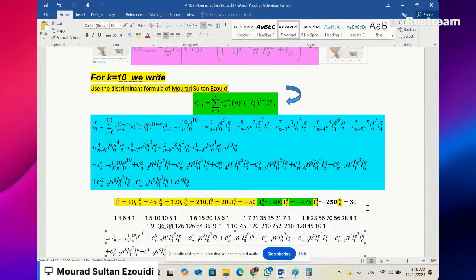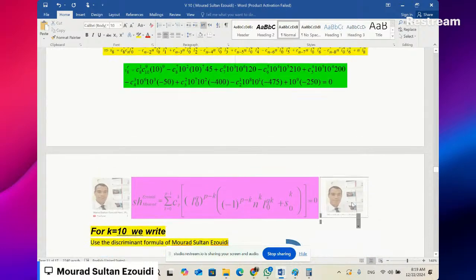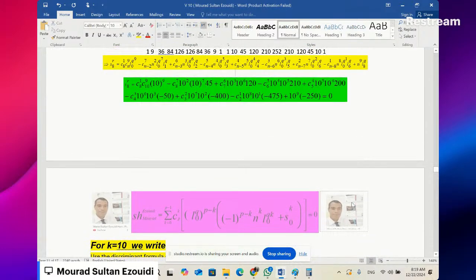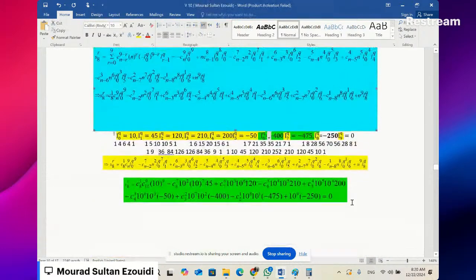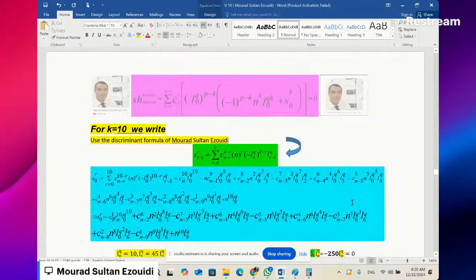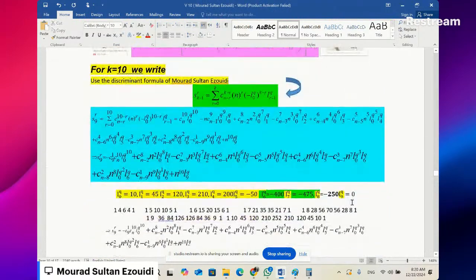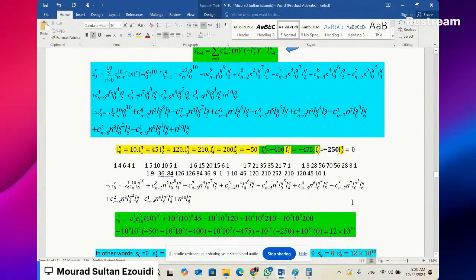We are here to explain to your professors and mathematics teachers, and you learn how we can solve 2 to the power of 10. Now it remains the last step, then we will see how it works. So now, my kids, to find S9, you should go back to the decimal formula of Mourad Sultan Ezouidi, and substitute k equal 10.